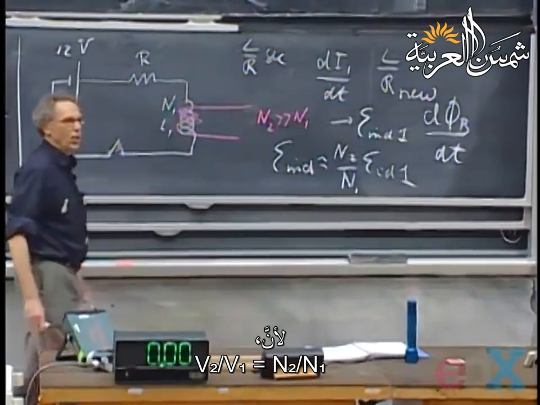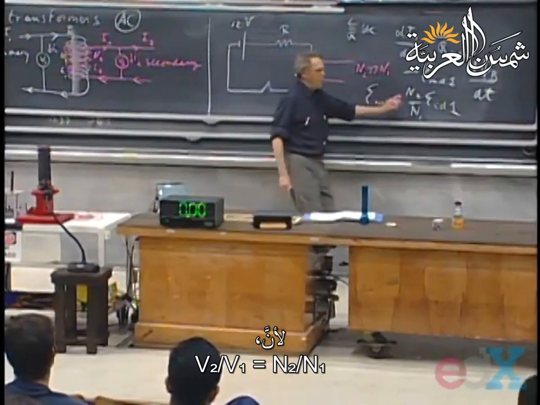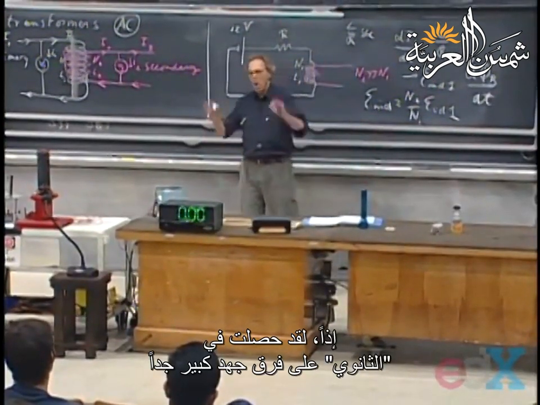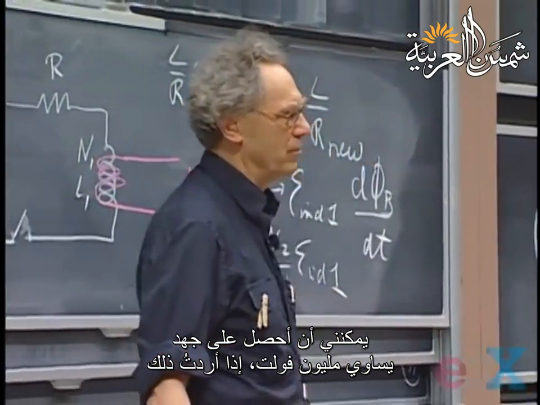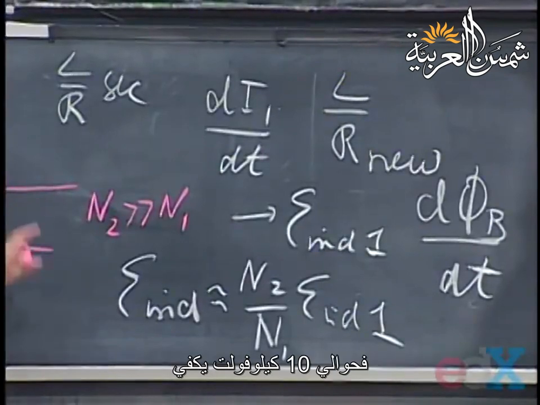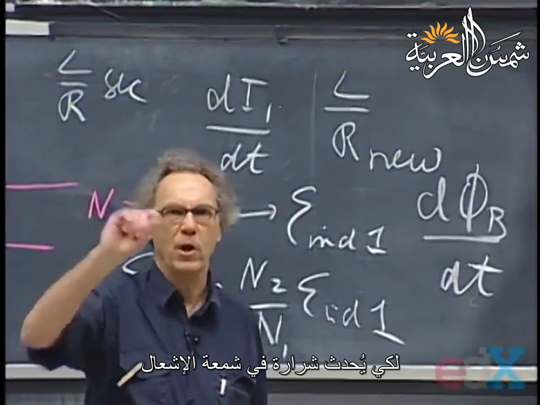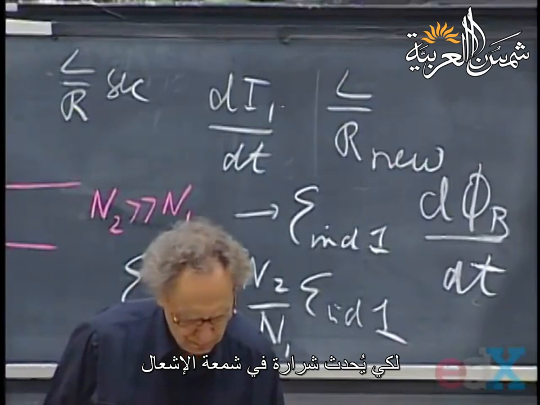That was the ratio that we had earlier, the V2 over V1, remember, was N2 over N1. So now I get in the secondary an absolutely horrendous potential difference. I could get up to 1,000,000 volts if I want to. In your cars, that is not necessary. It is enough in your cars that you get something like 10 kilovolts. And that will comfortably give you a spark over your spark plug.